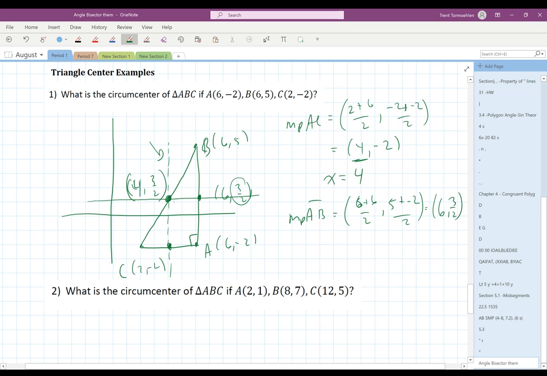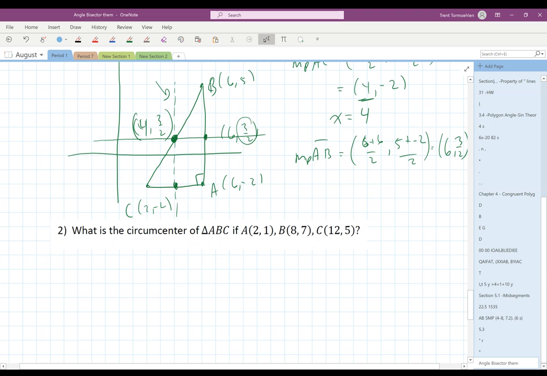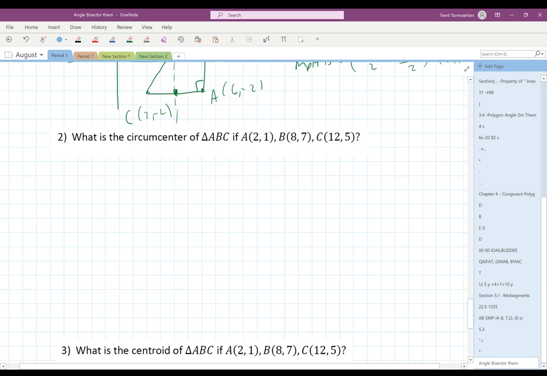Because this is a right triangle, it actually turns out to be the midpoint of the hypotenuse. If you calculated the midpoint of the hypotenuse, you'd get (4, 3/2). And that will always be the case. It's always going to be the midpoint of the hypotenuse if it's a right triangle.